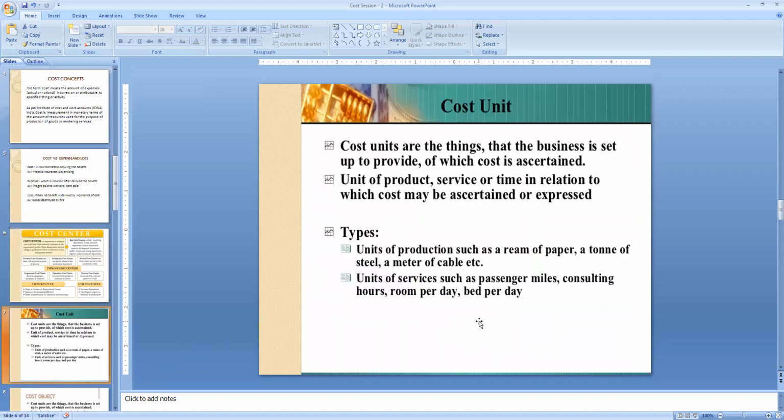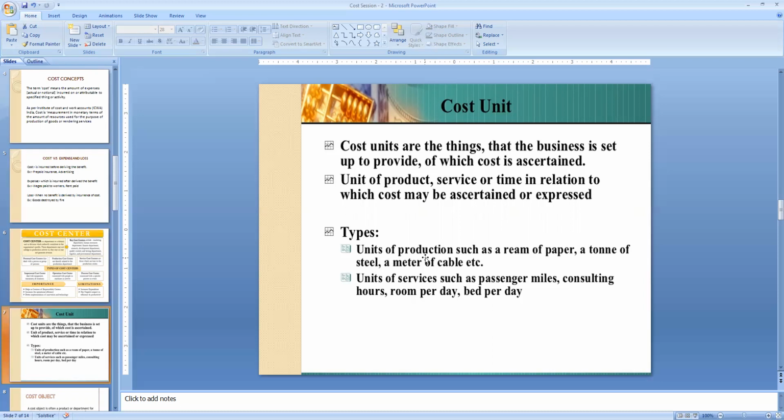Let us see one of the other concepts, called cost unit. What do you mean by this? Cost unit is nothing but the unit of product, service or time in relation to which cost may be ascertained or expressed. That is called cost unit. Again, in the case of cost unit, we have two types.